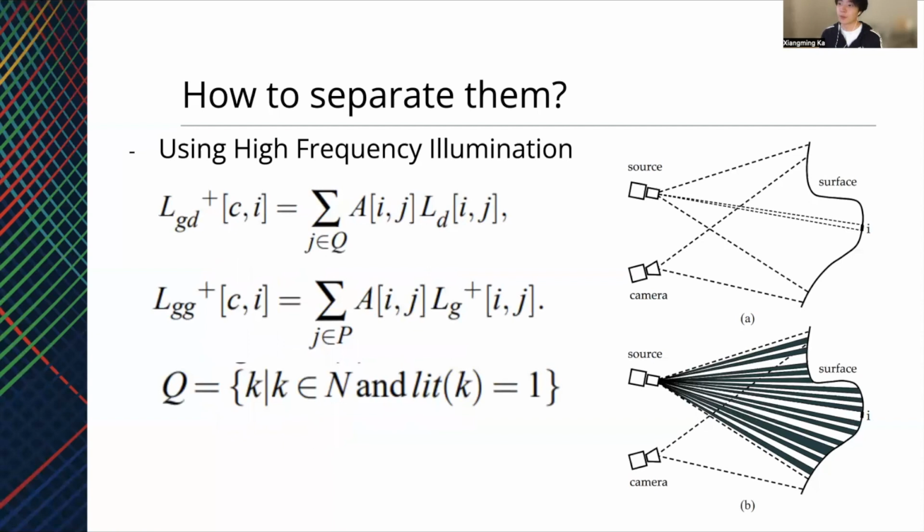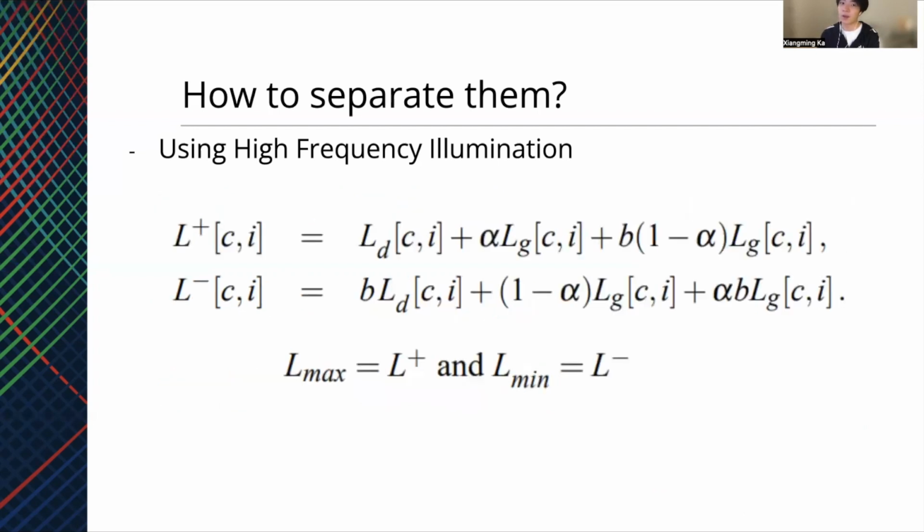Let us assume that only a fraction of the scene pixels are activated, and those activated pixels are well distributed over the entire scene to produce a high-frequency illumination pattern. The set of illuminated patches can be denoted as Q, where the function lit indicates whether a patch is illuminated or not. Then the above components become the following equations. Finally, we compute the direct and global components of the scene using the maximal and minimal brightness values at each camera pixel.